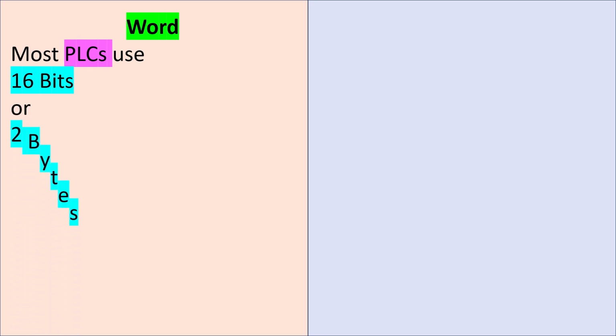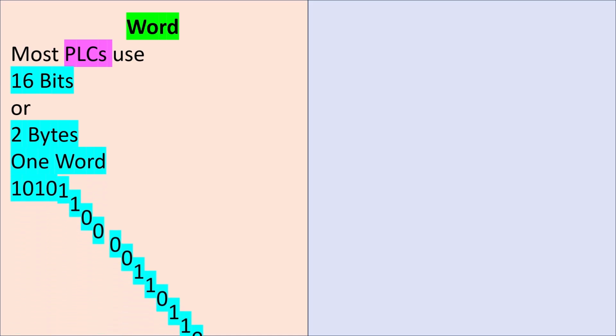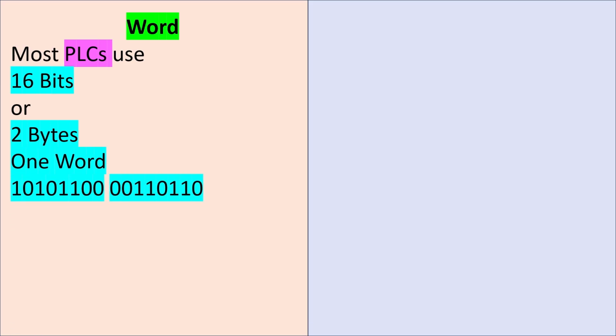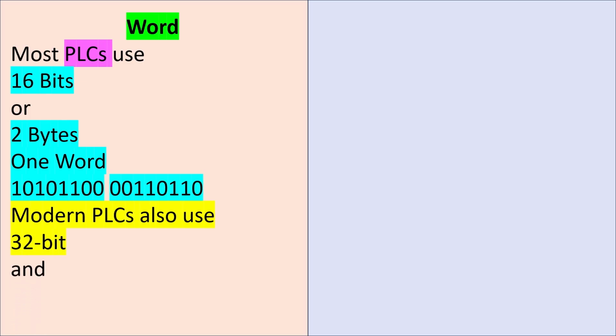Word. Most PLCs use 16 bits, or 2 bytes, or 1 word. There's the number 2 bytes. Modern PLCs also use 32-bit and 64-bit words.